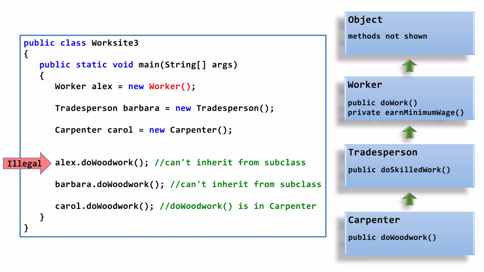It is illegal for the alex variable, which is pointing at a Worker object, to call the doWoodwork method. Superclasses can't inherit from subclasses, so a Worker object can't access the doWoodwork method in the Carpenter class. For the same reason, barbara, which points at a Tradesperson object, also can't access the doWoodwork method. The carol variable points at an instance of Carpenter, so it can call the doWoodwork method.